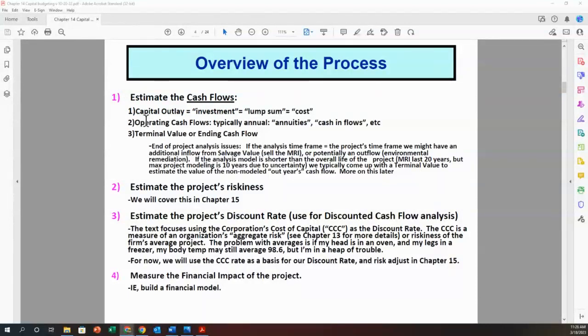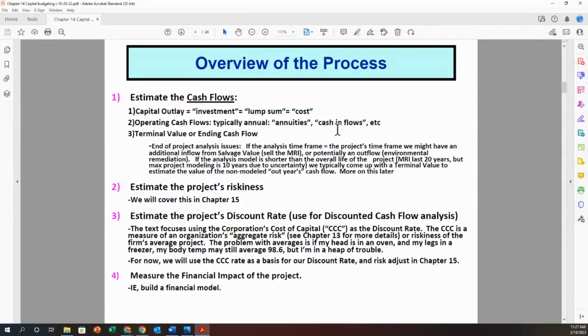The next is the operating cash flows. These are typically the annual cash flows that are going to come in, right, from operating the business side of the project. Those will be referred to as cash inflows, annuities. That's another way to categorize it or call it. And then the third concept, which again, it gets a little esoteric, is the terminal value or ending cash flow.